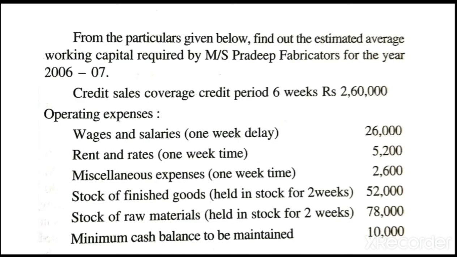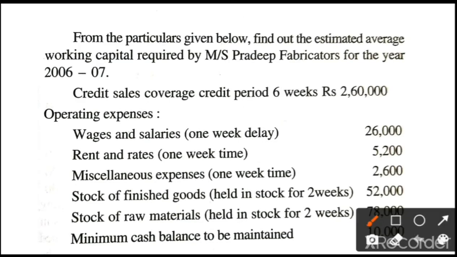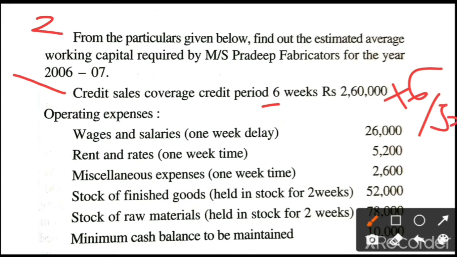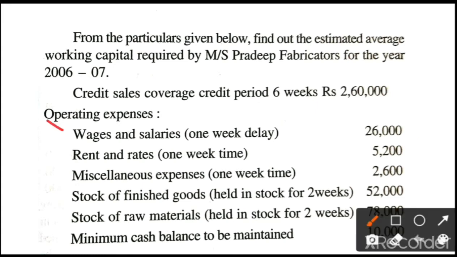Let us move to one more problem. I will just guide you and you have to work it out. This is homework problem number 2. From the particulars given below, find out the estimated average working capital required by MS Pradeep Fabricators for the years 2006 and 2007. Credit sales, credit period is 6 weeks, rupees 2,60,000. This is purely called a debtor. Debtor is a current asset. 6 weeks means 2,60,000 into 6 by 52.